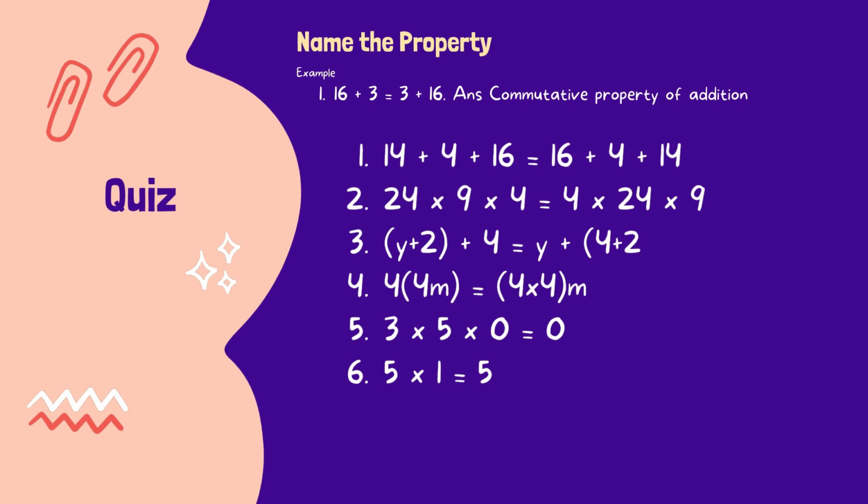So name the property of the following questions. We have an example: 16 plus 3 is equal to 3 plus 16. This property is the commutative property of addition.